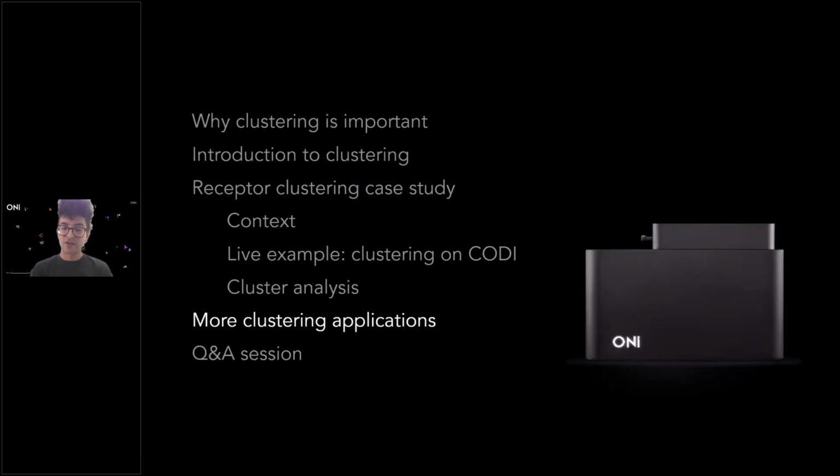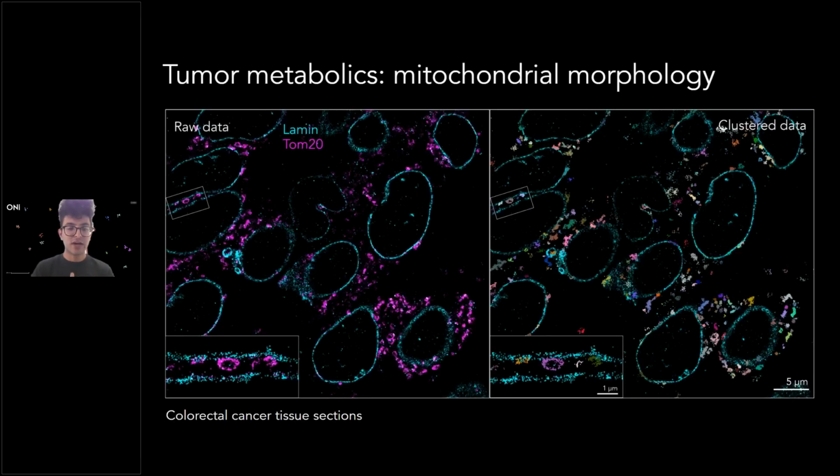So now we're just going to have a quick look at a couple of other clustering applications and how this analysis technique might be useful in the wider world of the life sciences, and then we'll have some questions. So we'll have a quick look here at the case of tumor metabolics.